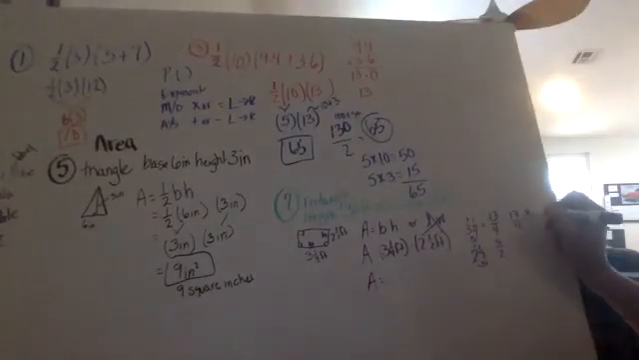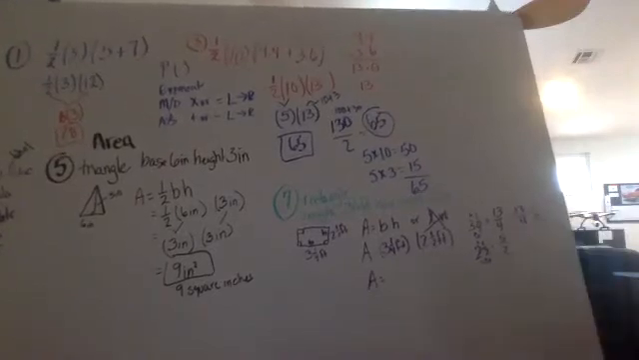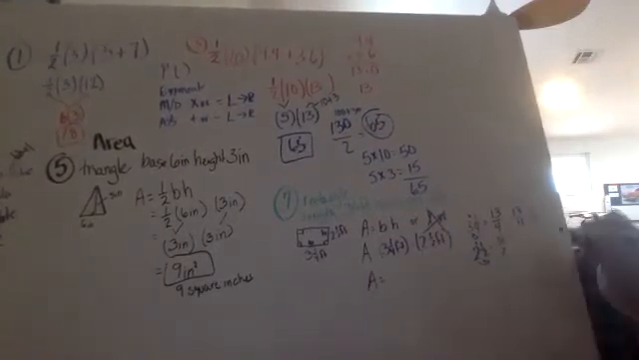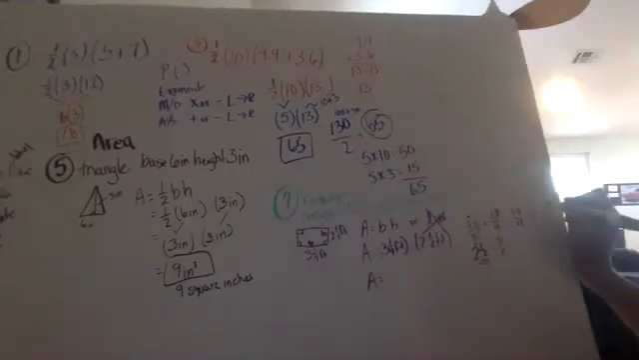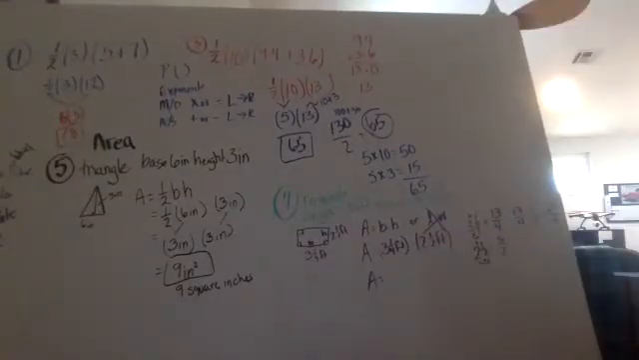13/4 times 5 halves. And then I multiply the numerators. I multiply the denominators. 13 times 5. Oh, good, we did that already. 65 divided by 8. 64. 8 times what makes 64?